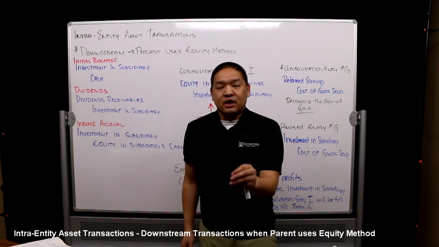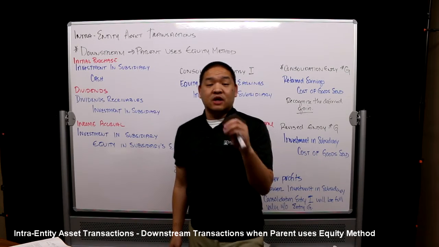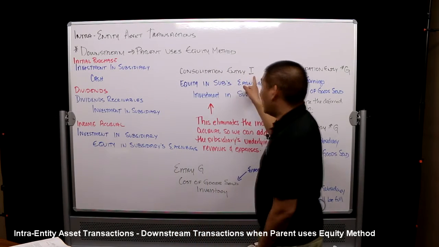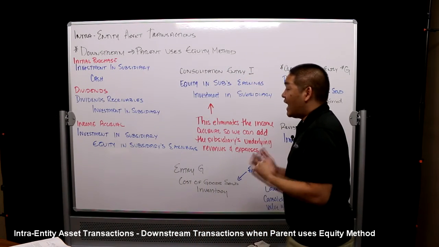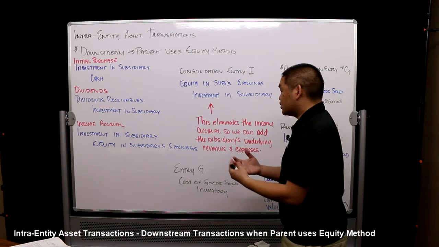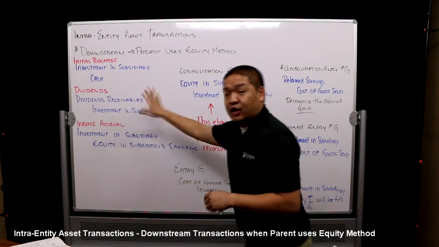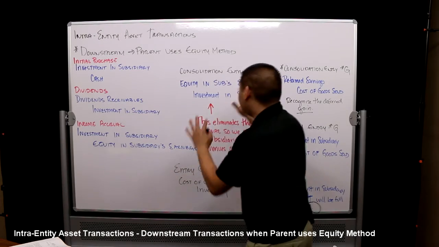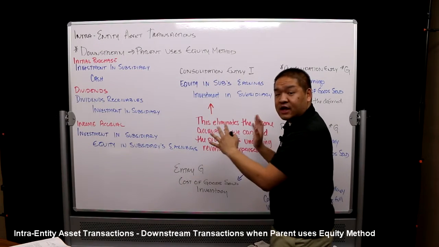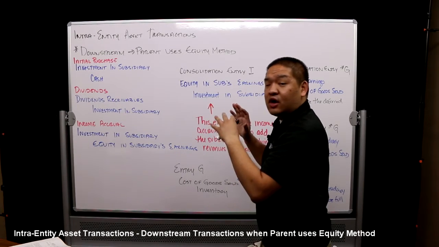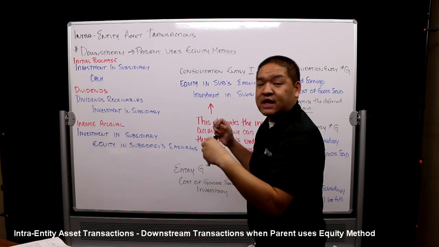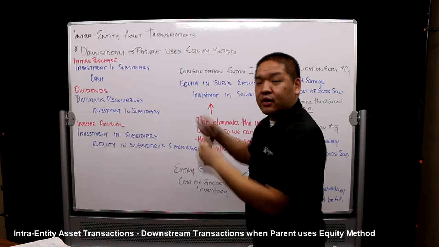So what do we do? If you remember, we do consolidated entry I. In consolidated entry I, we would reverse or eliminate the income accrual that is done on their books. So this is done on the parent's books. This is done on the worksheet, the consolidation worksheet. It's only fake journal entries. It's not actually done to the books of the parent or the sub.